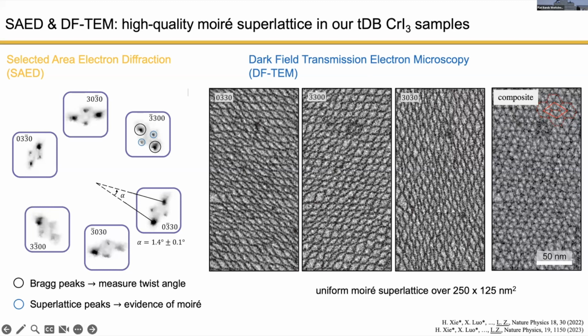Okay. This side is a reconstructed dark field transmission electron microscopy measurement. The field of view is about 200 nanometers by 100 nanometers, which is slightly smaller than our optical diffraction limit. But within this range, if you look at the fourth image here, there is quite uniform Moiré superlattice, which is consistent with the ability to see the Moiré superlattice peak in the diffraction measurement. Okay.